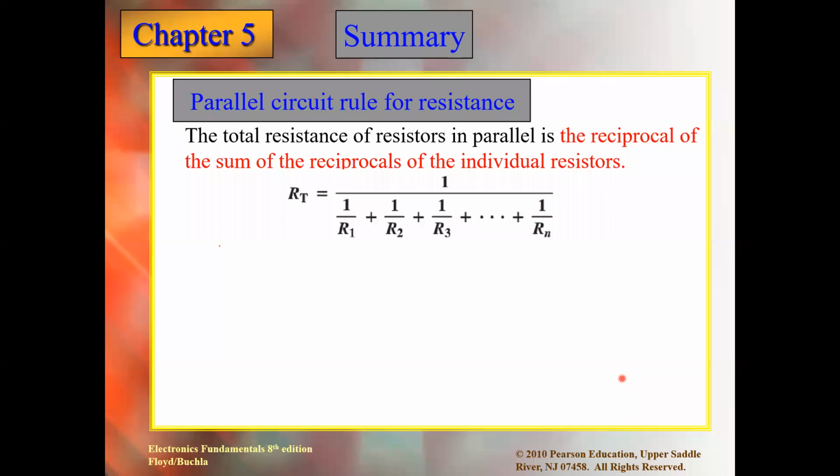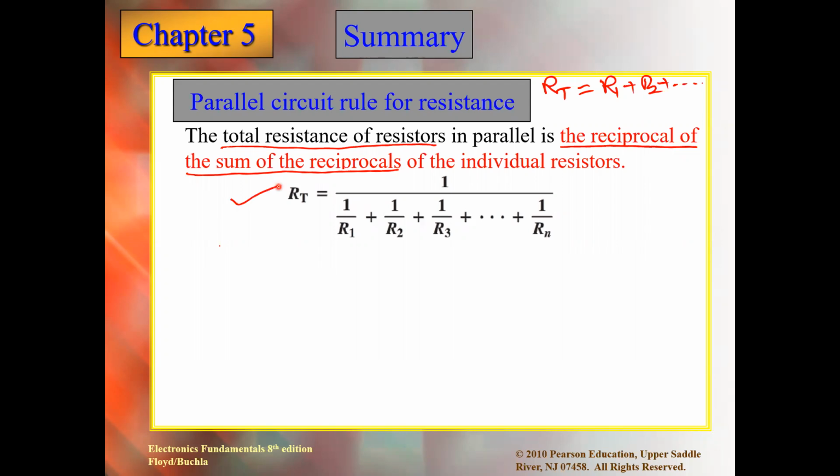Now, second thing, the parallel circuit rule for resistance. If you have multiple resistances connected here, how will you calculate the total resistance? Series is so simple. In series, RT is equal to R1 plus R2 plus R3 and so on. But here, the total resistance of resistances in parallel is the reciprocal of the sum of the reciprocals of the individual resistances.